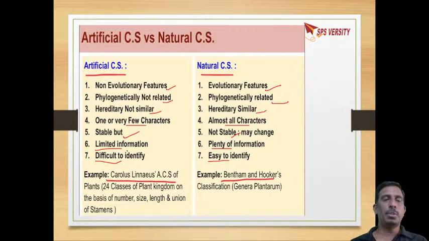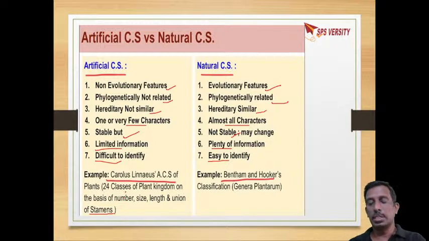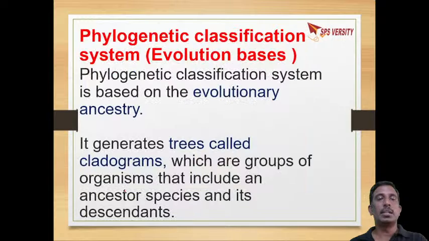The best example for artificial classification system is Carolus Linnaeus, who proposed 24 classes of plant kingdom based on the stamen number, size, length and union. Only based on stamens, Carolus Linnaeus proposed 24 classes of plant kingdom.